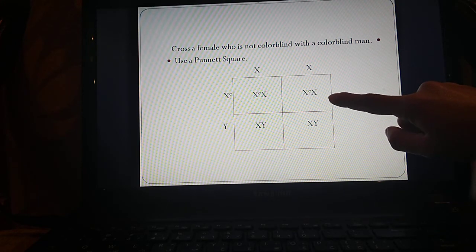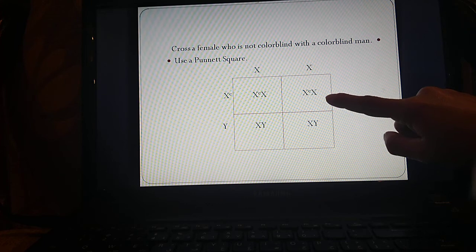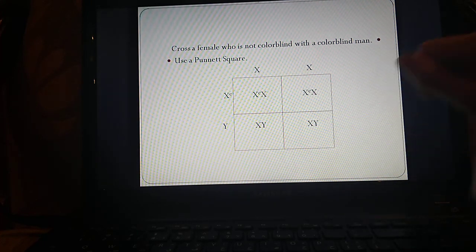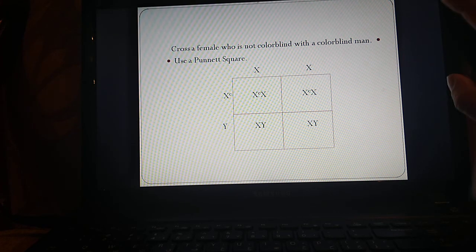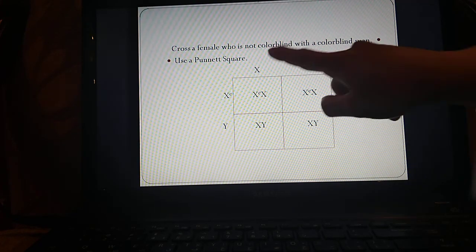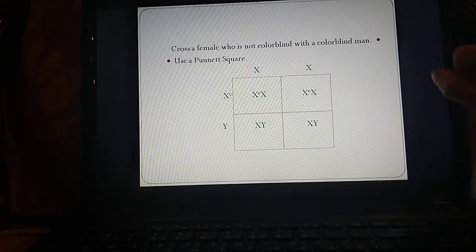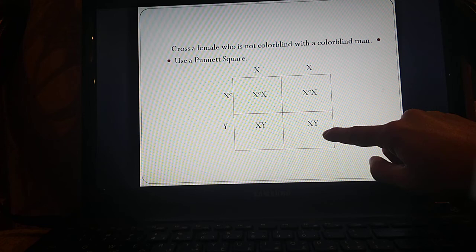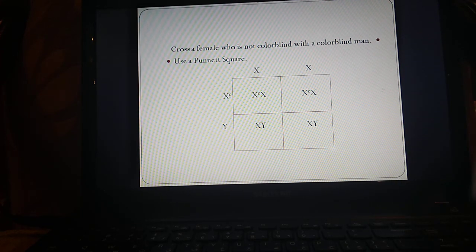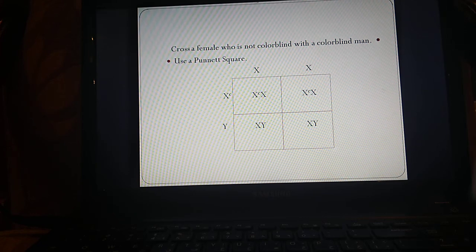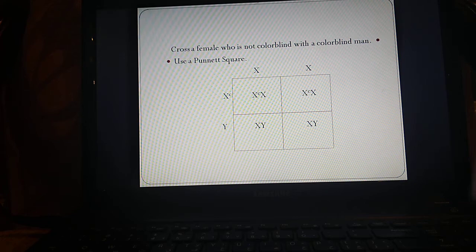In this Punnett square, we can see X versus XC, which is also XCX. These two females are carriers of the disease. حاملات للمرض. Now what about the boys? Here we have X with Y, XY, a perfectly healthy boy. Here, same situation, XY. Again, ما في إشي اسمه ولد حامل لمرض عمى الألوان. يا إما مصاب يا إما healthy. Okay?